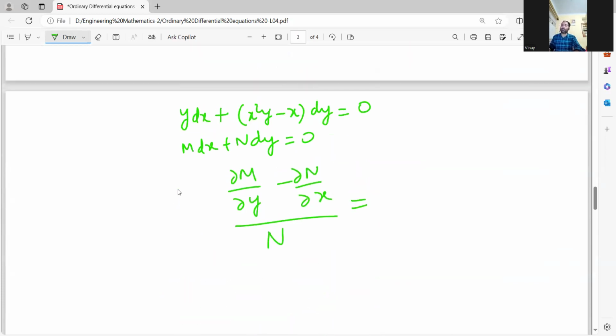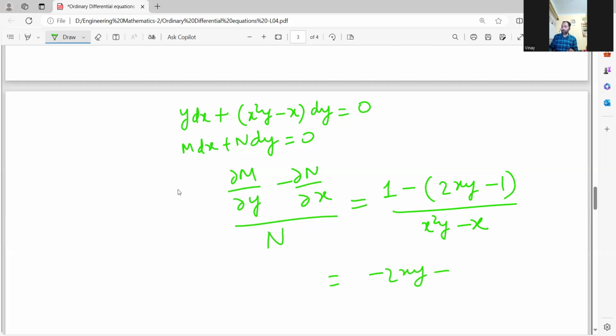So the numerator is the same for everything here. This is 1 minus, this would be 2xy minus 1, right? Upon N, which is x square y minus x. So this becomes 1 and plus 1, 2, right? So minus 2xy plus 2 upon, take x common. What are you left with? xy minus 1.